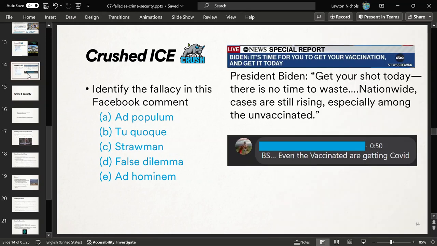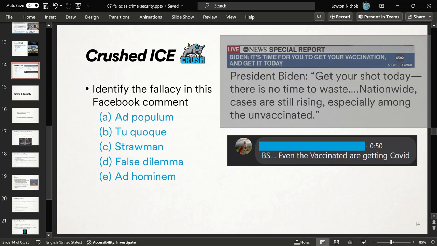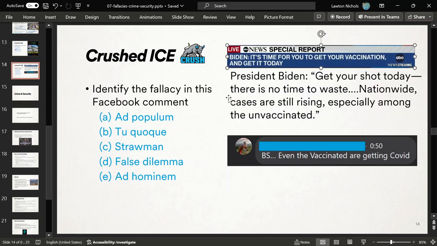Here's your other one. All right? Here is another, I think this is a Facebook comment I found. It's very easy to find fallacies dealing with politics. They come up a lot because they're heated arguments. People accidentally use fallacies a lot. So identify the fallacy in this Facebook comment. So here's something I stole from one of the local news stations. This was back during the pandemic, and so Biden was like, "Hey, go get your shot today."